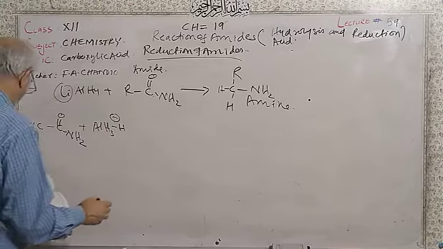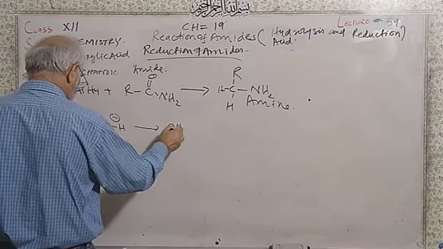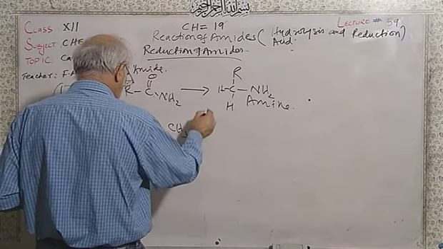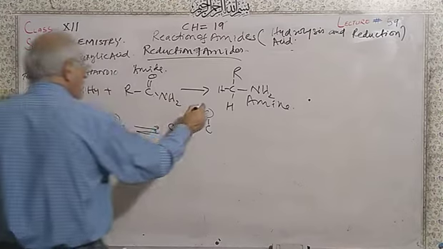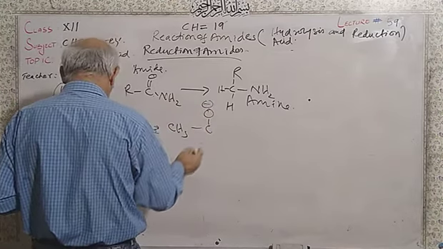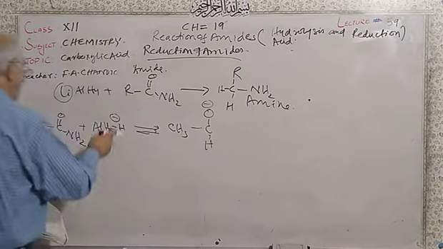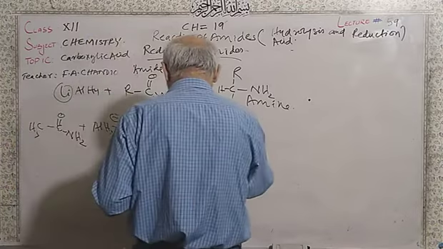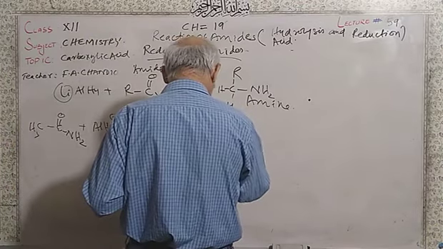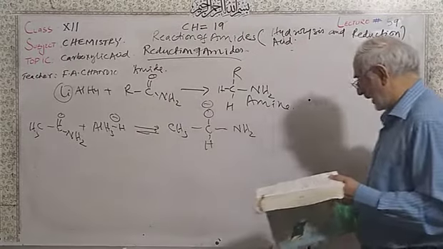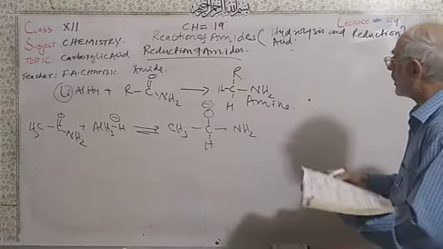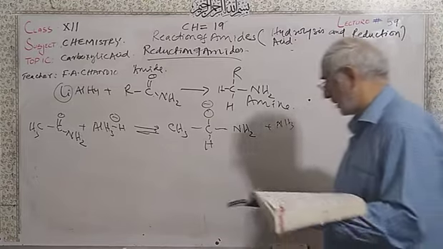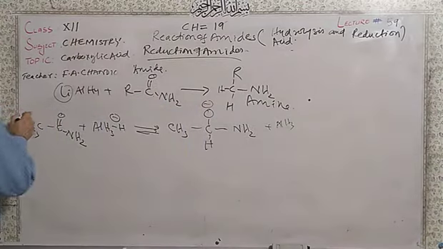The negative charge is here, so CH3 is going to be formed. The double bond is removed, a negative charge is created on the oxygen, and the hydrogen is going to be combined with the carbon. The amide is there. This is the intermediate product, and there is aluminum hydride minus. So this is step number 1.